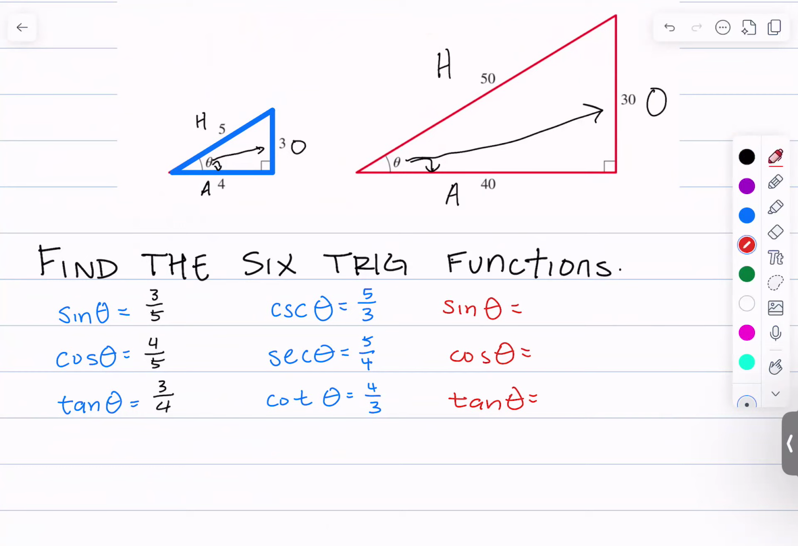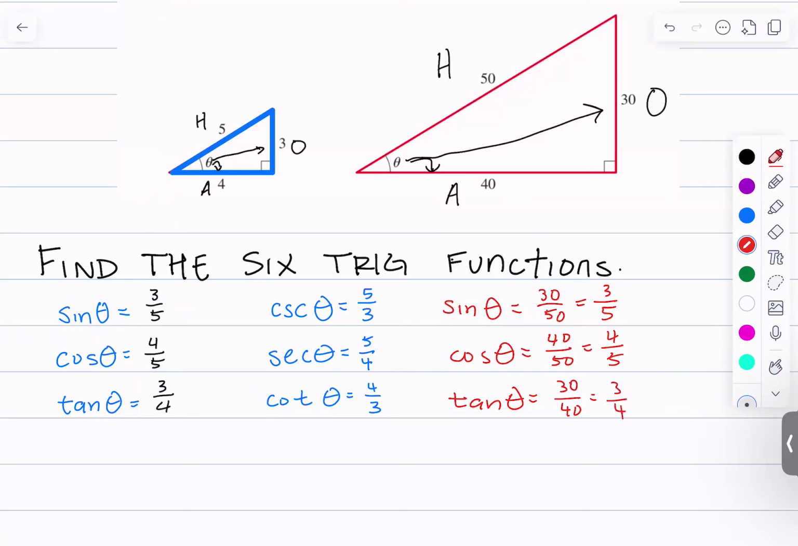Sine then is opposite over hypotenuse, which is 30 over 50, which is 3 over 5. Cosine is 40 over 50, which is 4 over 5. Tangent is 30 over 40, which is 3 over 4, right?